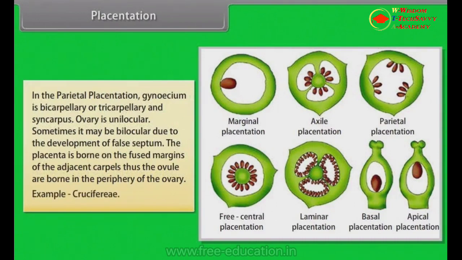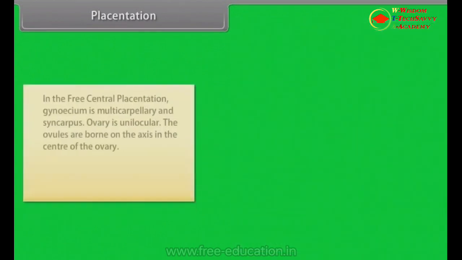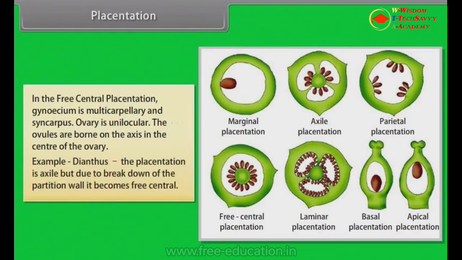Example: Cruciferae. In the basal placentation, gynoecium is bicarpellary and syncarpous. Ovary is unilocular. The placenta develops at the tip of the thalamus at the base of the ovary. A single ovule is attached at the base of the ovary. Example: Tagetes. In the free central placentation, gynoecium is multicarpellary and syncarpous. Ovary is unilocular. The ovules are borne on the axis in the center of the ovary. Example: Dianthus. The placentation is axile, but due to breakdown of the partition wall, it becomes free central.